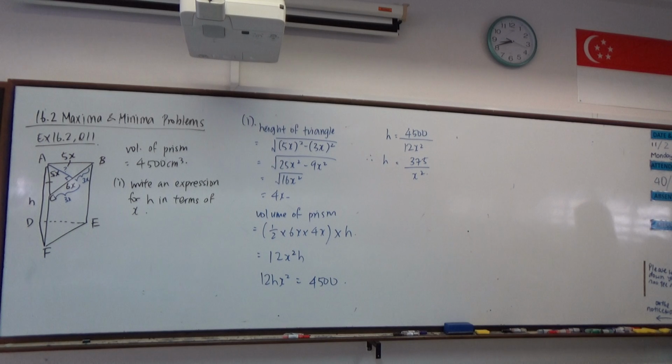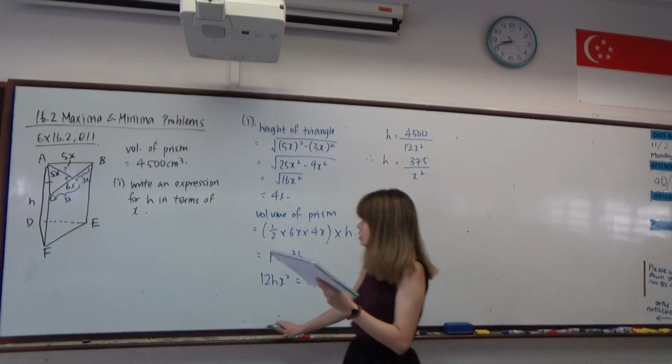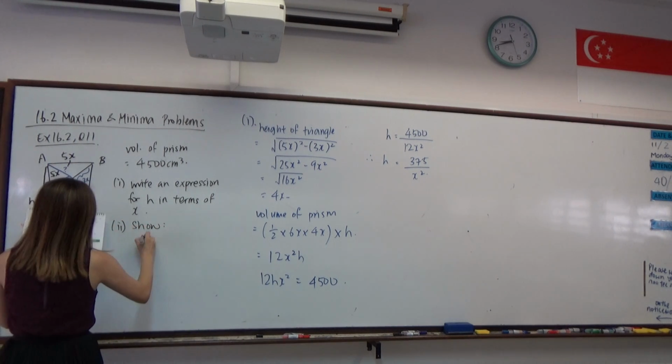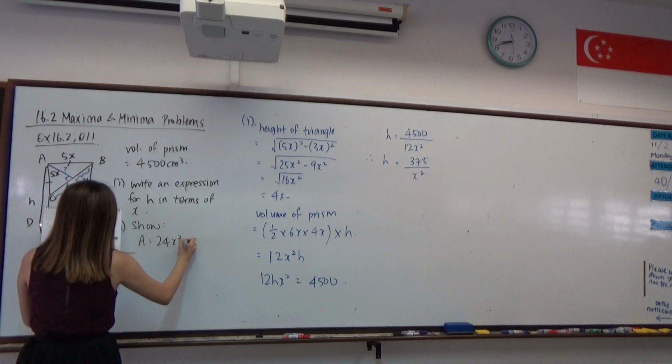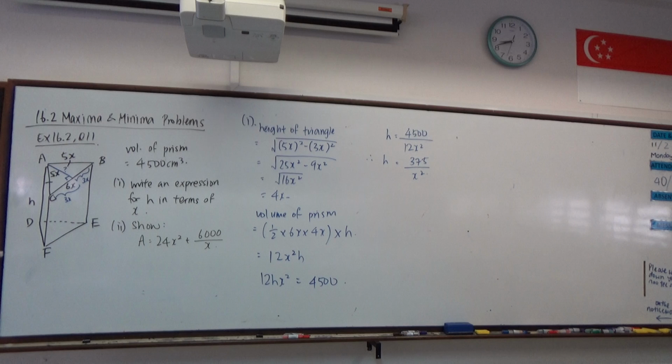Then in part 2 we want to show that the total surface area is given by a certain equation. Write that down. So we want to show this total surface area.